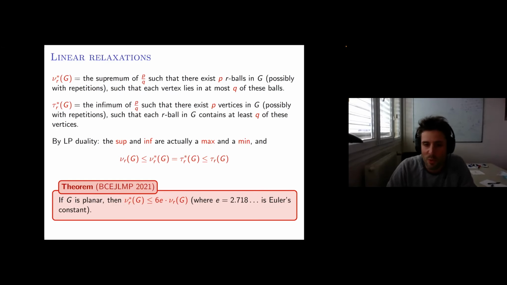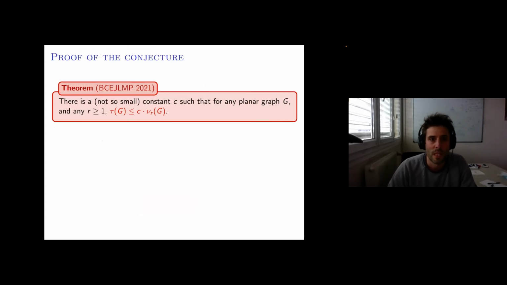But this doesn't quite prove the conjecture that we wanted. We wanted to have a linear relation between tau and nu. How do you prove this? Well, here I'm just going to sketch the arguments, but it's actually not that difficult in the end. All right, so this is what we want to prove. Tau is at most a constant times nu, and the constant doesn't depend on R.